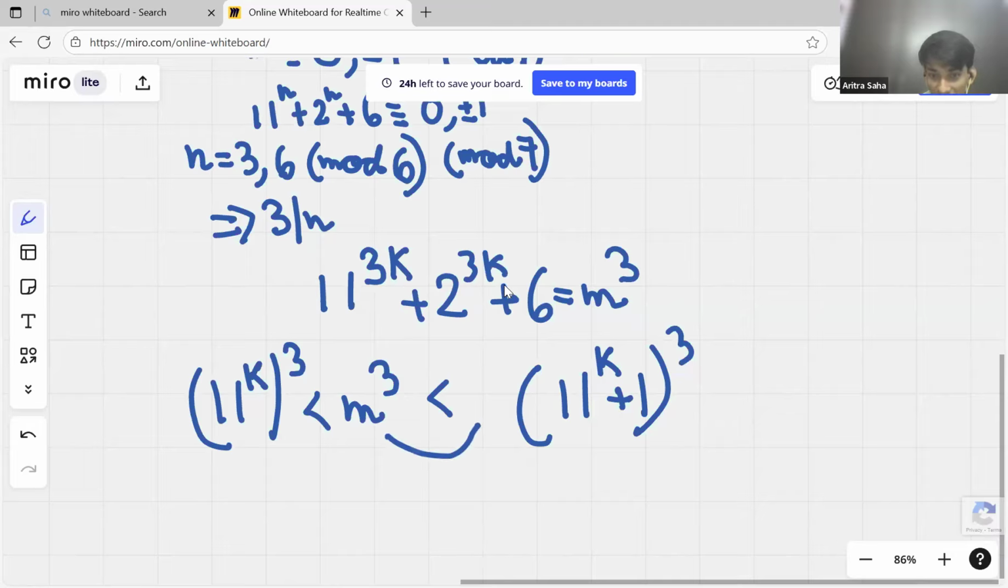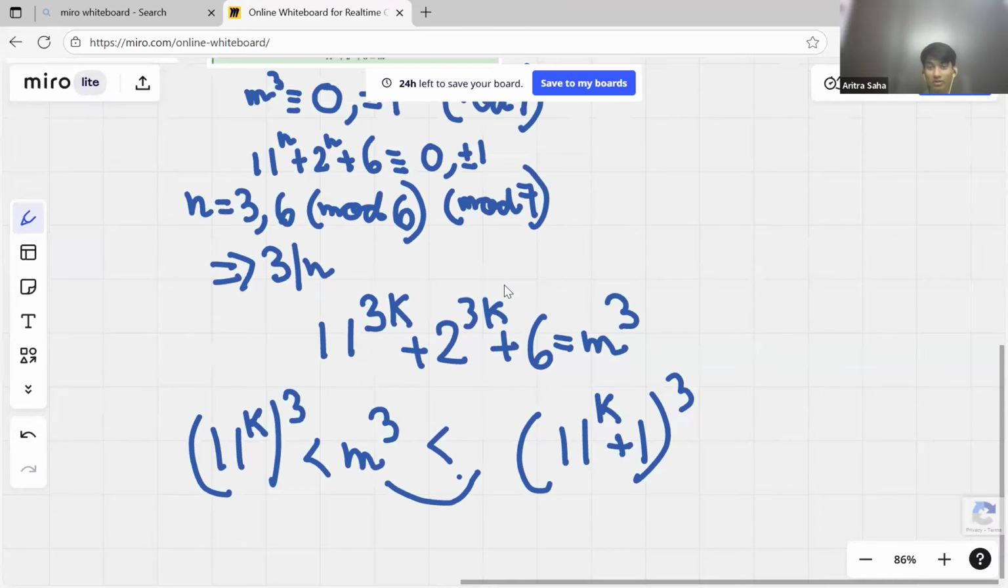You can show this for everything. If you open 11 to the power 3k plus 3 into 11 to the power 2k plus 3 into 11 to the power k, then 11 to the power k is itself bigger than this number because this is actually 8 to the power k. So this will hold for everything. So there is no solution to this equation.